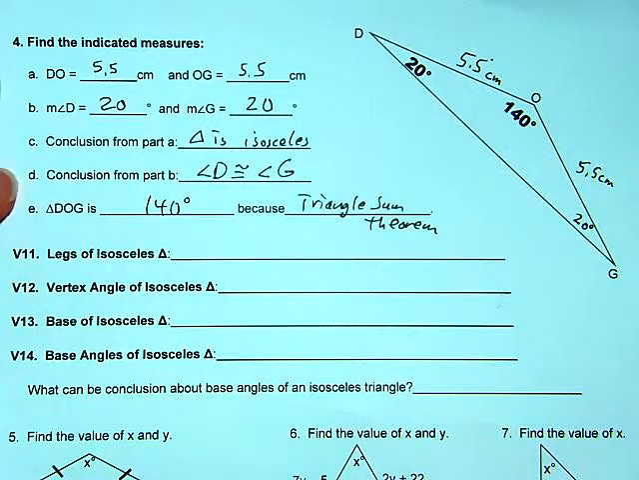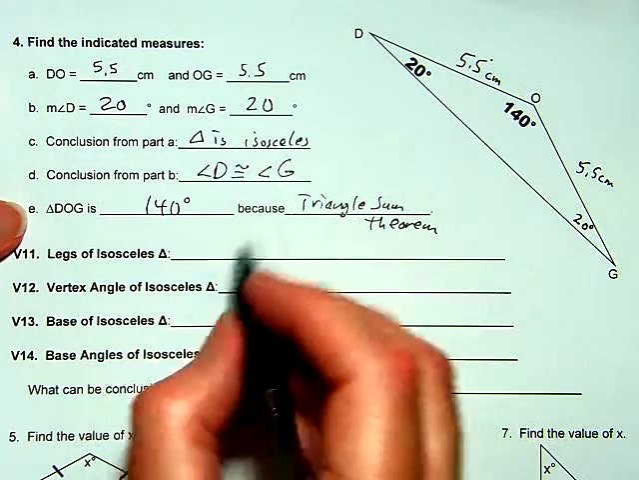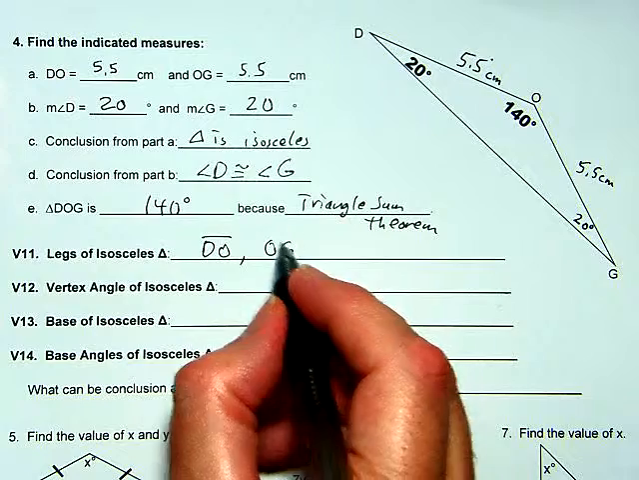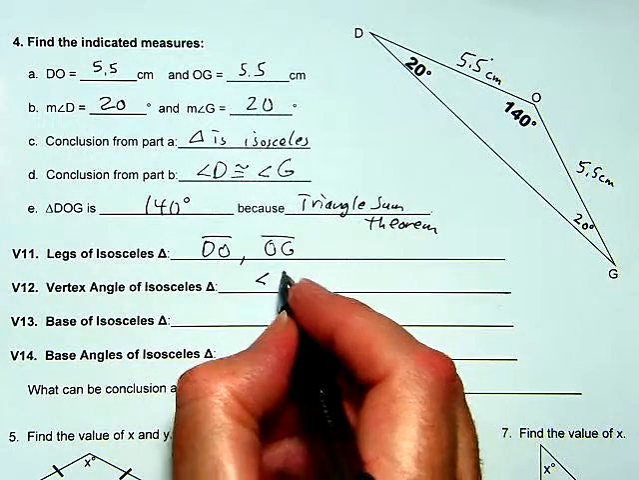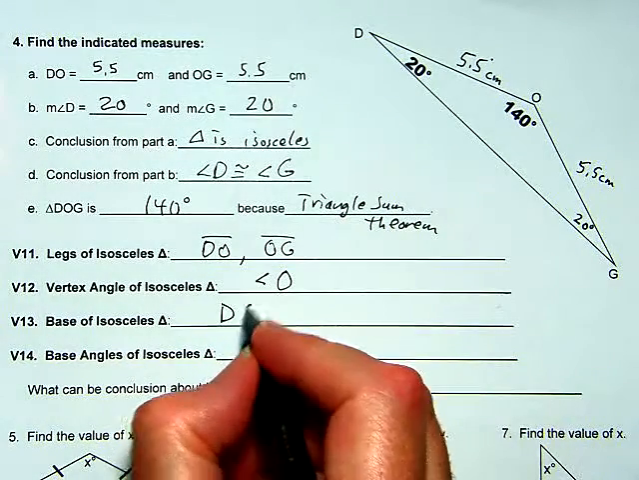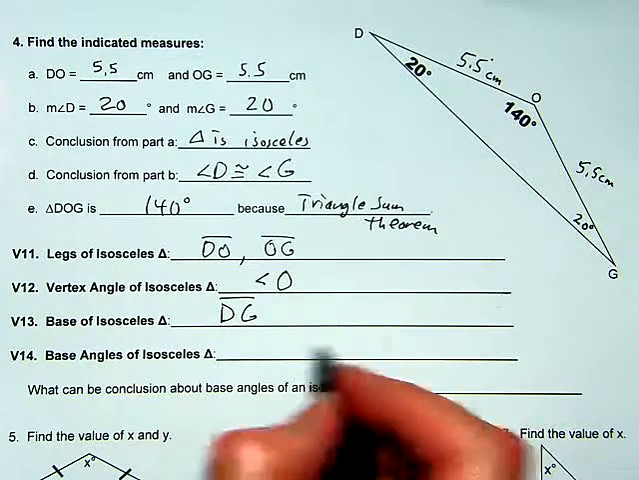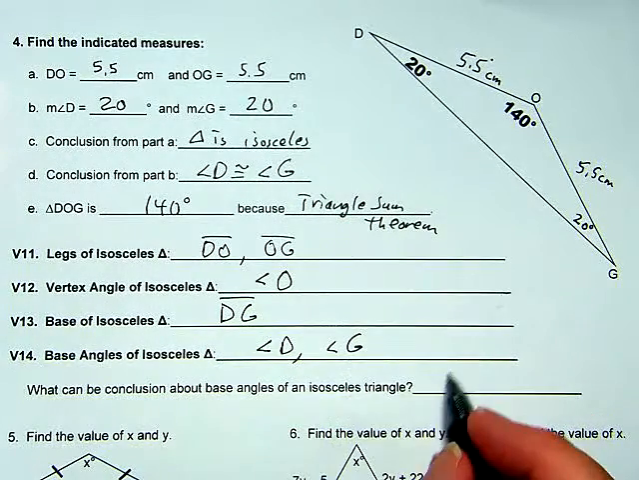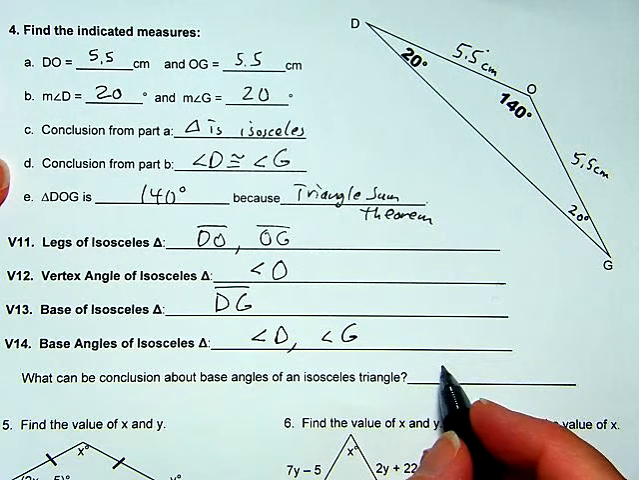So let's review what are the legs of this isosceles triangle. DO and OG. What is the vertex angle? Angle O. What is the base? That would be side DG. And the base angles would be angle D, angle G. And the base angles of an isosceles triangle are congruent.